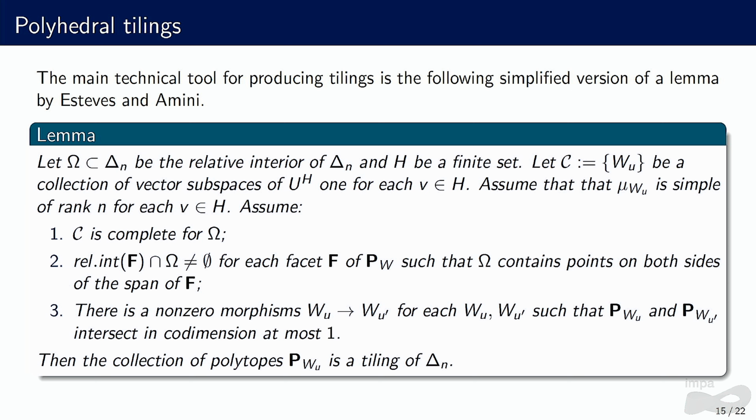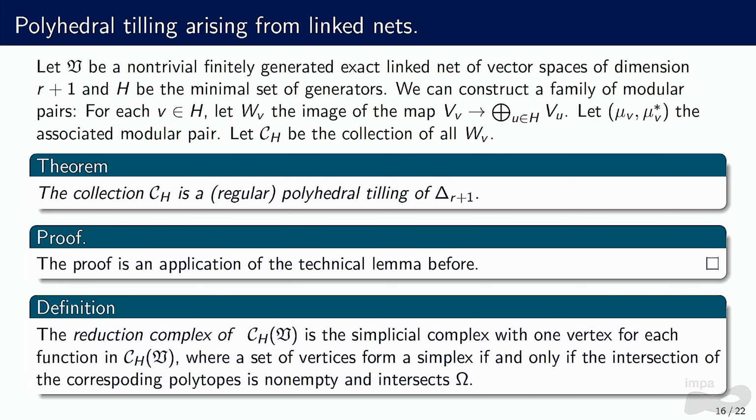So we are going to apply this lemma to the case of linked nets. For a linked net, we can take a collection. We take the H to be the minimal set of generators, and each space we embed in the sum, just as the graph of the maps to the different vertices. So this gives you a pair of a modular function and a submodular function, all of them with the same rank, all of them simple, and they give us a regular polyhedral tiling of delta R plus 1.